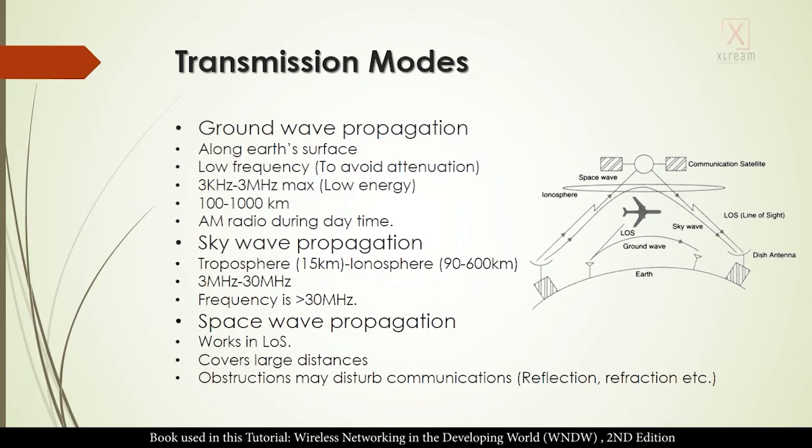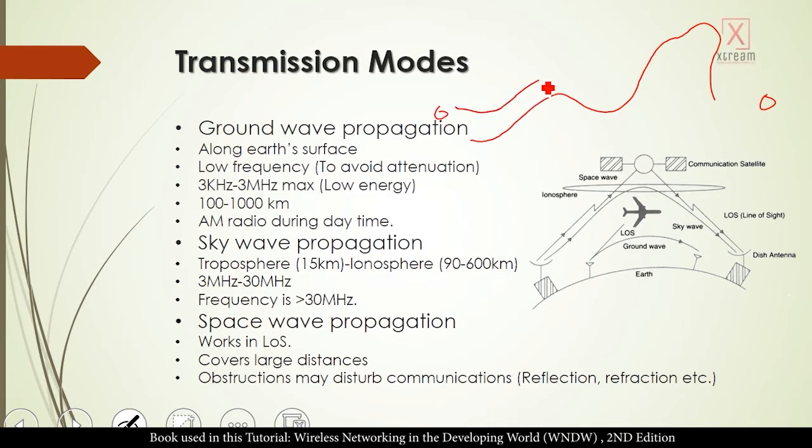Let's say we have to transfer the data from one point to another. Let's say this is the earth's curvature, and here we have one device and a second device. If you want to transfer the data from this device to the second one, the wave will follow the path without any obstruction. So it will have no issue going from one point to another. Ground wave propagation uses the frequency range from 3 kilohertz to 3 megahertz.